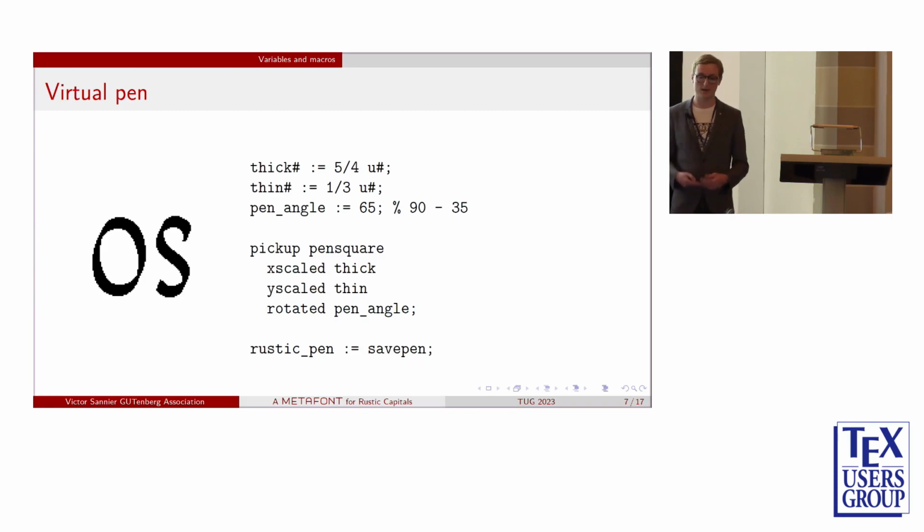Rustic capitals are well known to be drawn with a pen at about 30 to 40 degrees. And I just put 65, which is a complement to 90, because of the way Metafont works. And I can pick up the pen and define it as a rustic pen. And I'm going to use it for all the remaining characters.